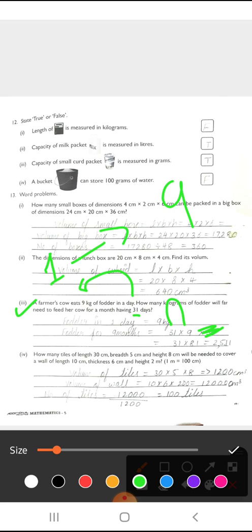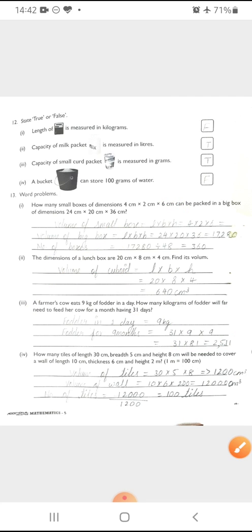This one is wrong here, written here. So we'll multiply 9 by 31. What will we get? 9 multiplied by 1, 9 and 9 threes are 27. So 279 kg of fodder will be required for 1 month. Now question number 4 is there.